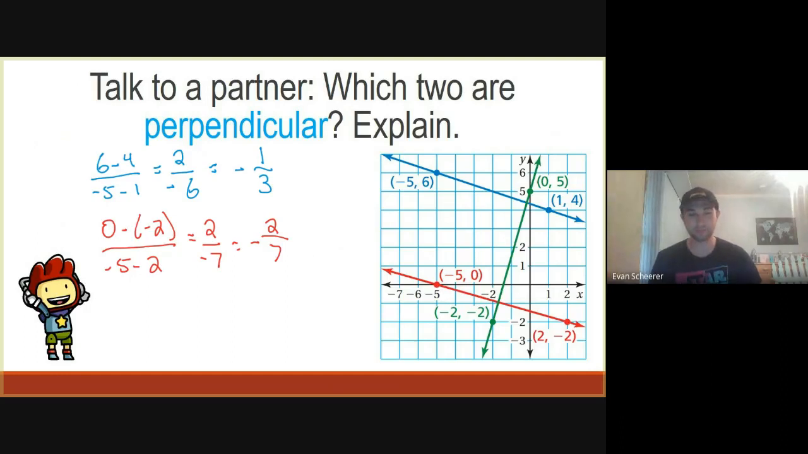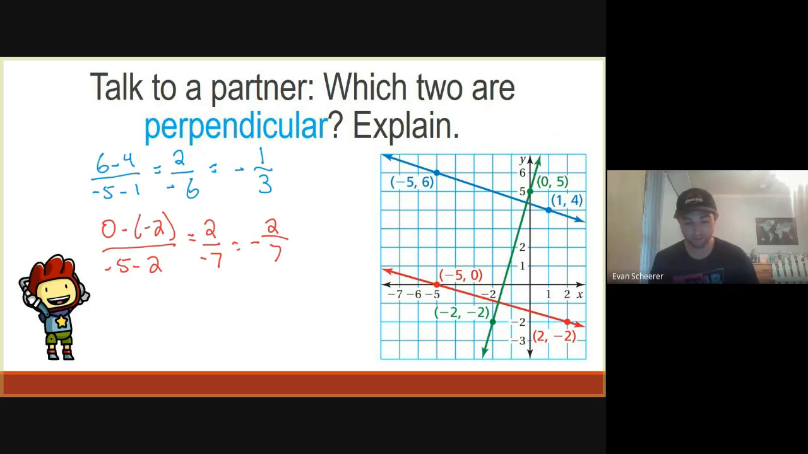Now, remember we said we're pretty sure those two aren't perpendicular? Yeah, obviously they are not, right? They're both negative. In order for two lines to be perpendicular, they have to have the opposite sign, right? The opposite reciprocal. So since these two are both negative, we know that they are not perpendicular. So now let's go to the green one.